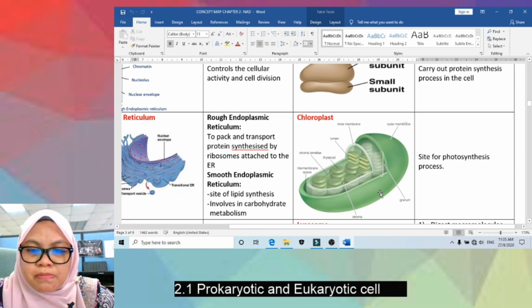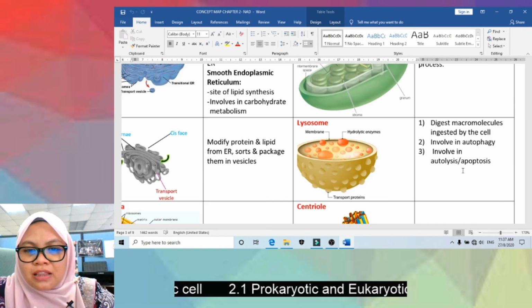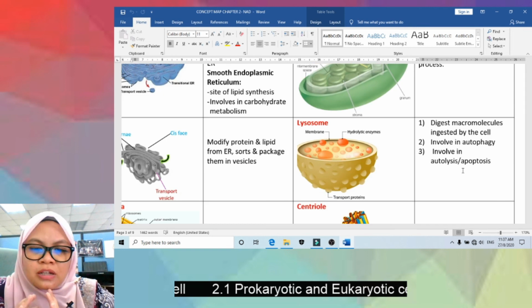So if the cell, for example red blood cell, the lifetime is 120 days. So selepas dalam jangka hayat dia tu 120 hari untuk kita musnahkan sel. So the pemusnahan sel tu akan dilakukan oleh lysosome.